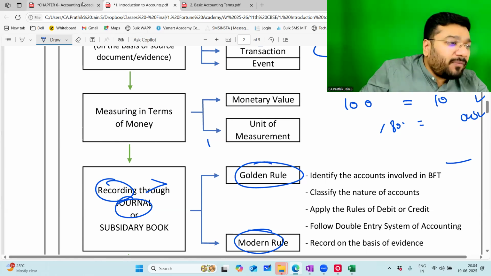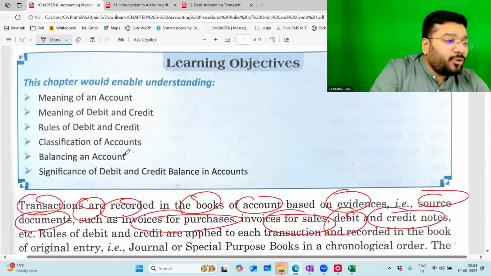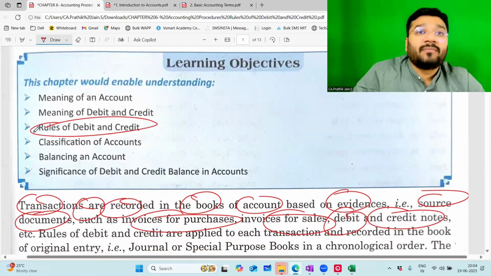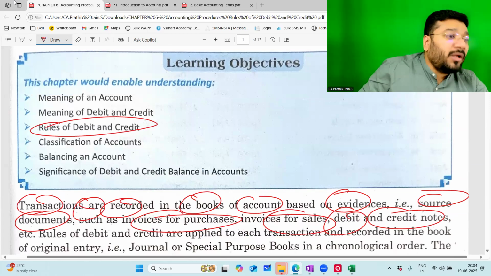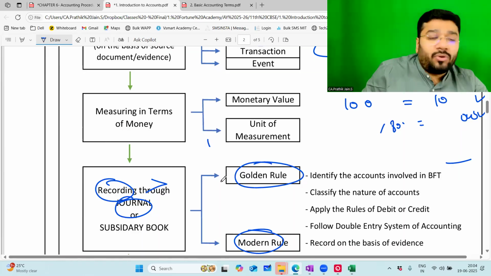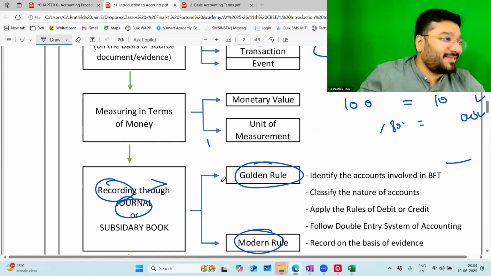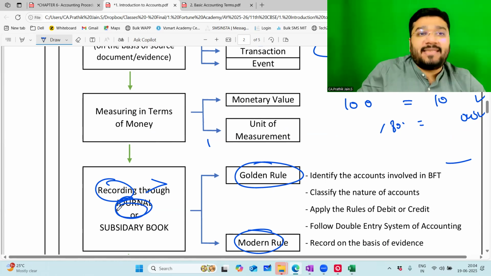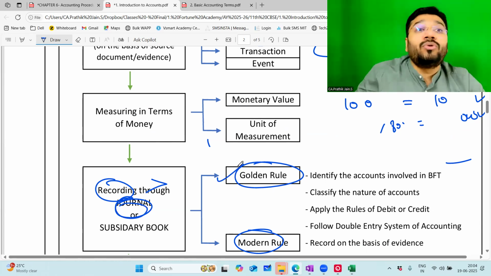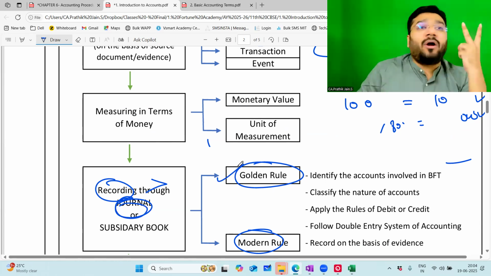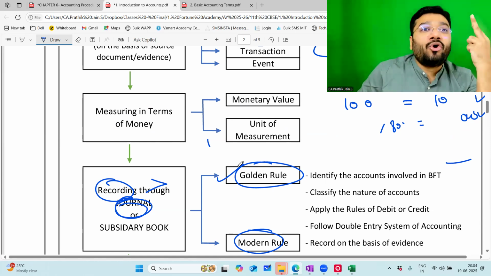In the very chapter where I began, I said that in this chapter you will be learning the rules of debit and credit. And I told you there are two rules: one is the golden rule and the other is the modern rule. Unless you are aware of these rules, you cannot commence your journal entries. You can't commence your accounting. So, the first step of journalizing is to know the rules of debit and credit. There are two broad rules: one is called the golden rule, second is called the modern rule.